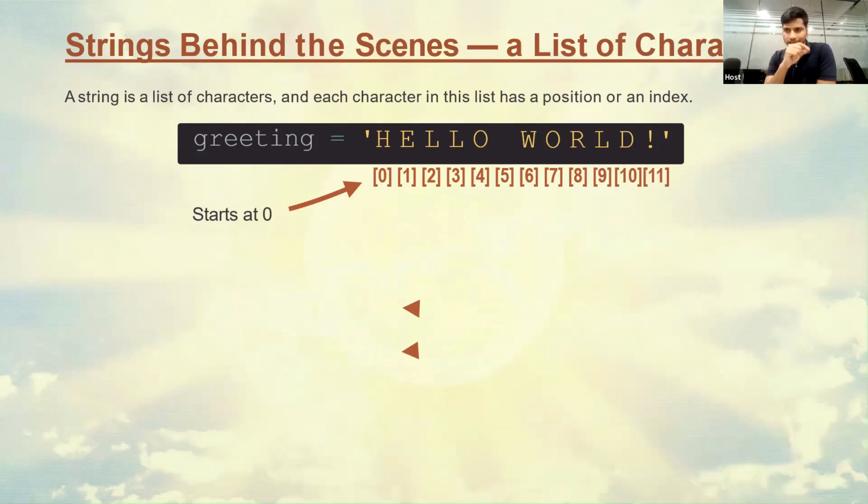Okay, and each character in the string has an index associated to it. H has 0, E has 1, L has 2, L has again 3, then O is 4. Like that we have index. Starting index is 0 and the ending index is 11. But if you count the number of characters, there are 12 characters in this string. Why is this ending index 11? Because I'm starting from 0.